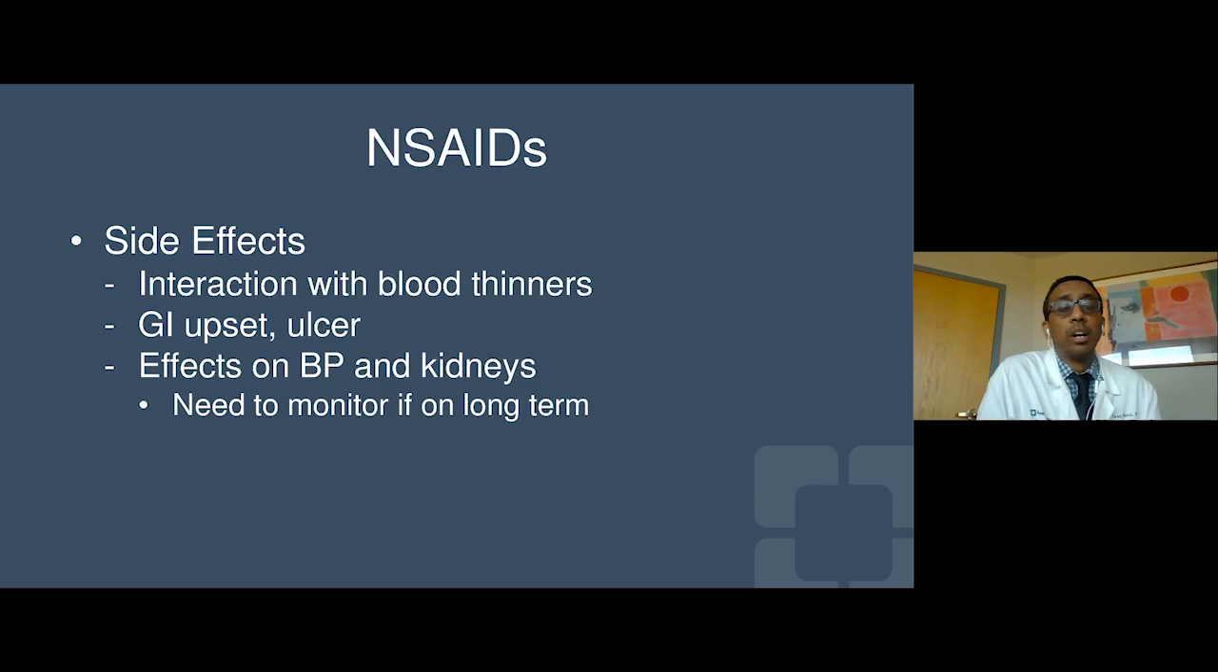One of the most common side effects is GI upset, and it can lead to GI ulcers. So it's always recommended with NSAIDs to take it with food to decrease the likelihood of getting upset stomach, heartburn, indigestion, and eventually potentially ulcers. And then there are effects on blood pressure and kidneys when on long-term use. So it's always advised to have those things monitored every 3 to 6 months if on an NSAID for a long period of time.